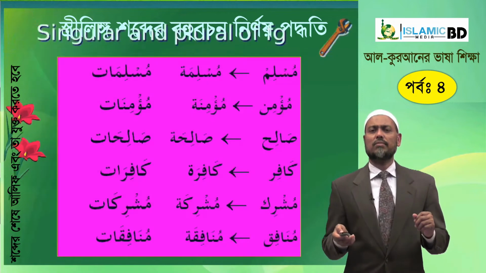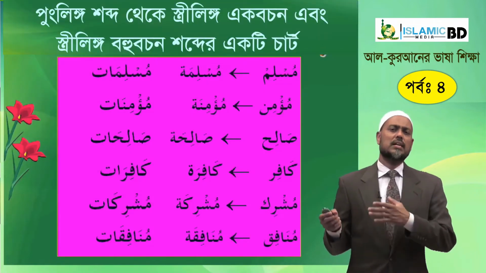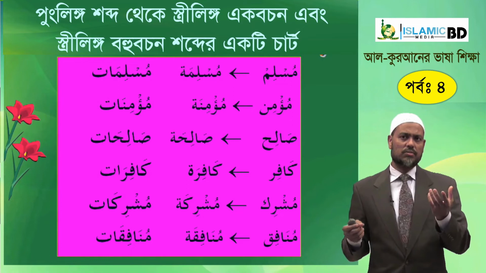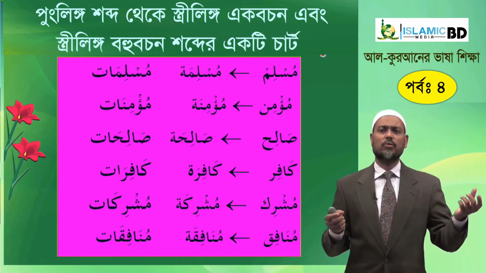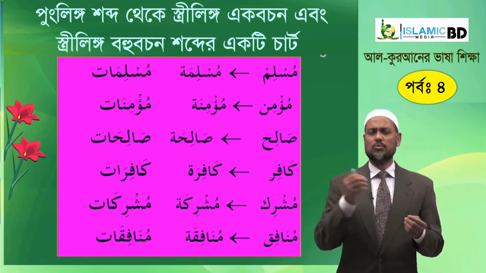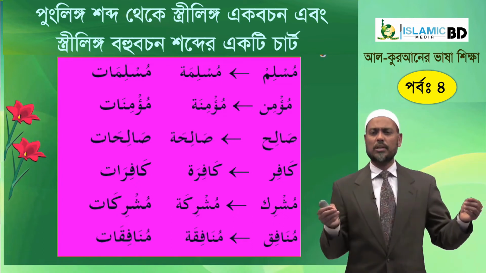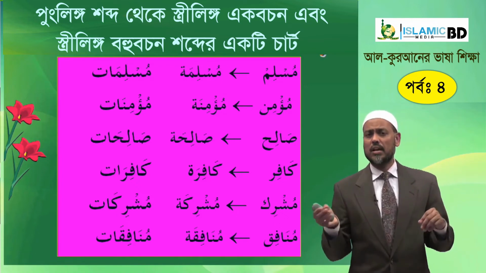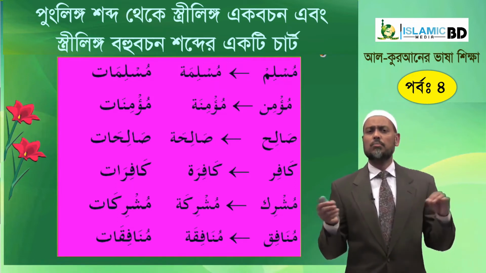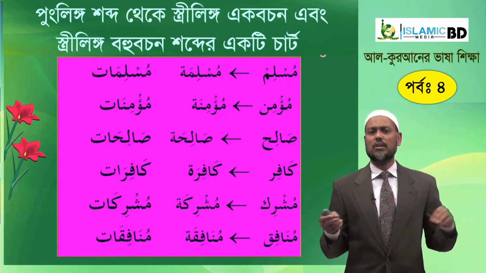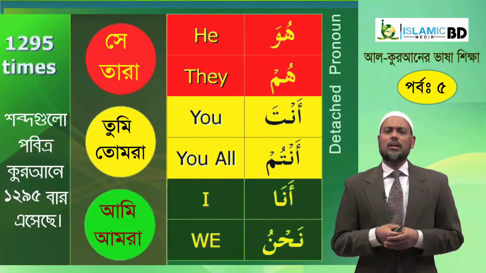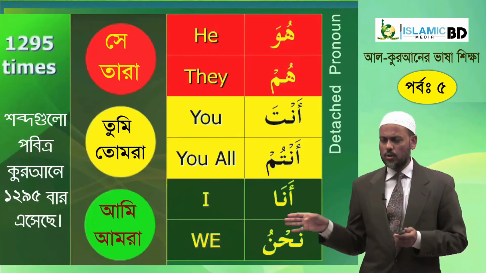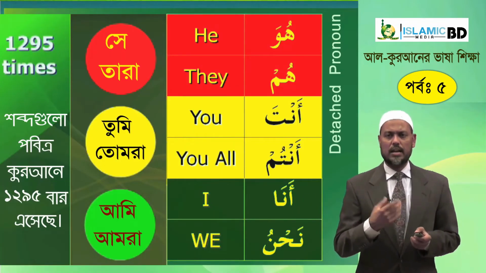So mashallah, you have learned how to make the feminine gender from a noun, and also its plural. Like the feminine gender of Muslim is Muslima, plural is Muslimat. Mu'min, Mu'minah, Mu'minat. Salih, Salihah, Salihat. Kafir, Kafirah, Kafirat. Mushrik, Mushrikah, Mushrikat. Munafiq, Munafiqah, Munafiqat. We started with huwa, hum, anta, antum, ana, nahnu.